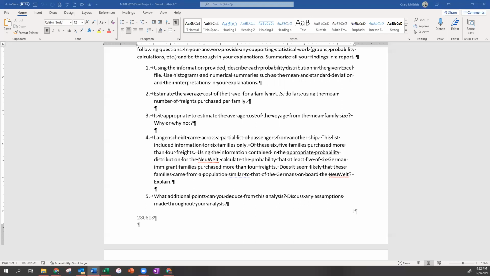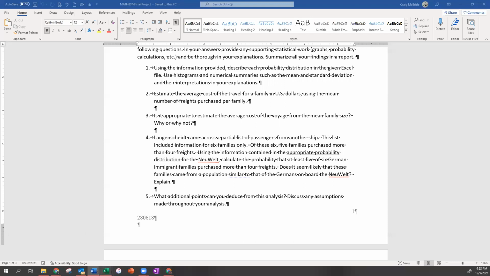The first thing we have to do is figure out the probability of a family actually purchasing more than 4 freights, based on the New Welt data. That means it's actually easy. All you have to do is add the probabilities of 5 freights and 6 freights.